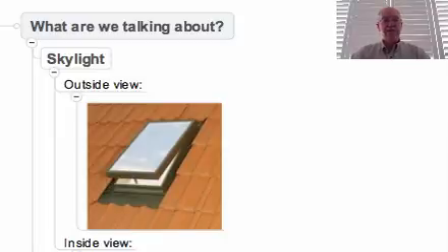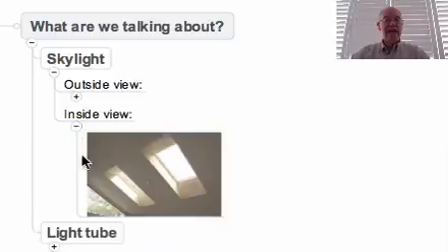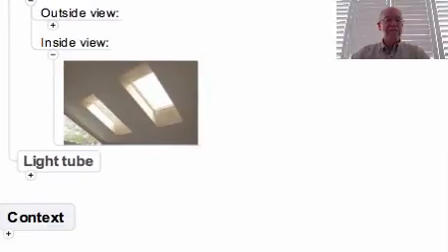This is not the only type. You can get domed types that aren't flat, but this is in essence what most skylights will look like from the outside. And from the inside, they'll give you a view something like this. You'll see the light coming in through those skylights.